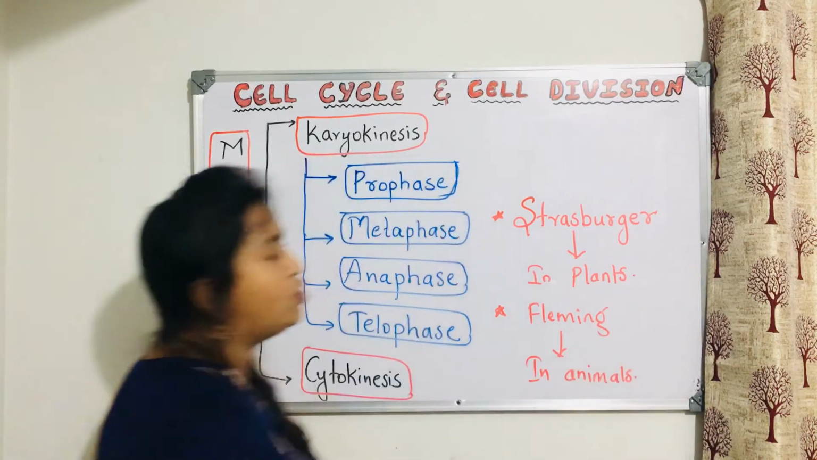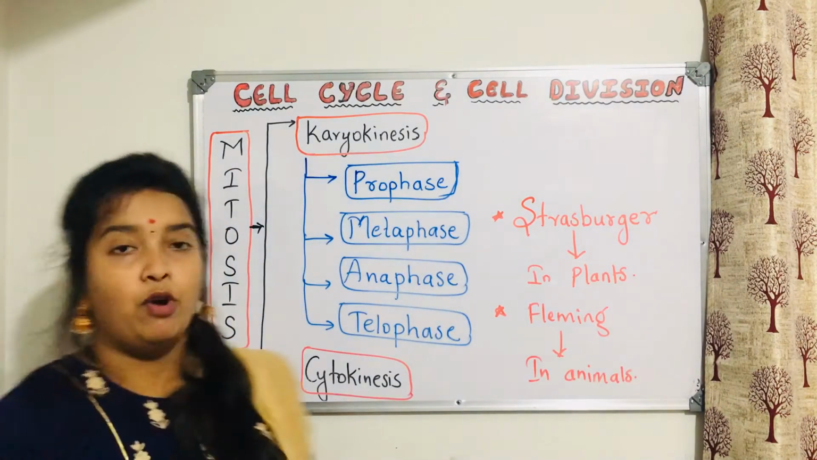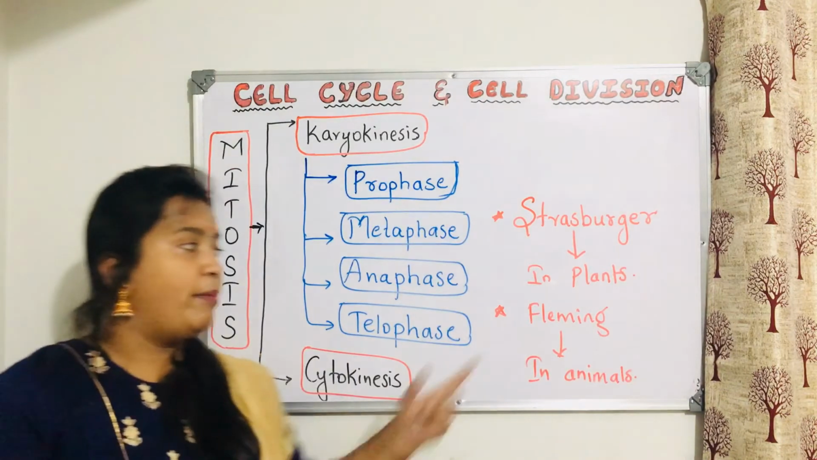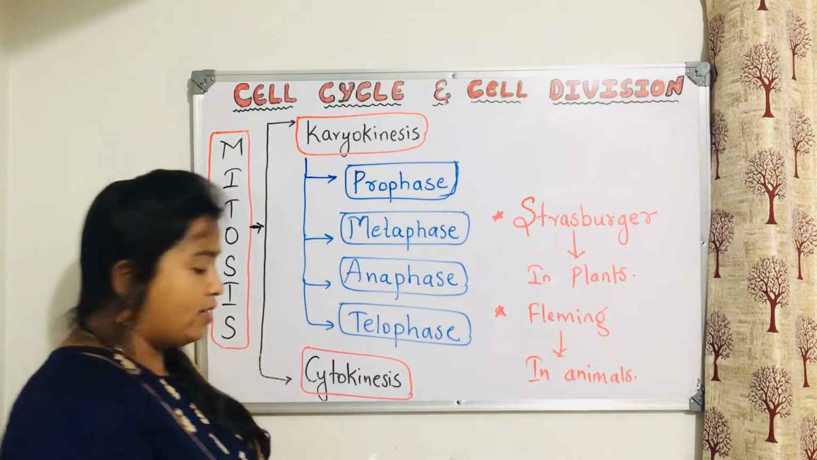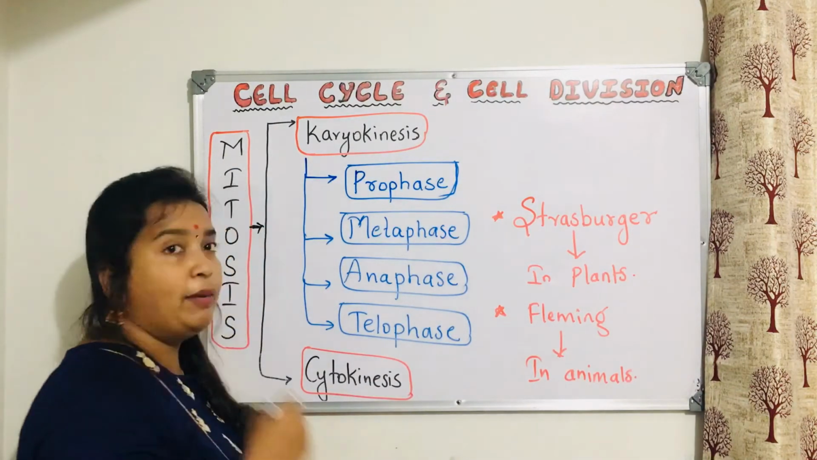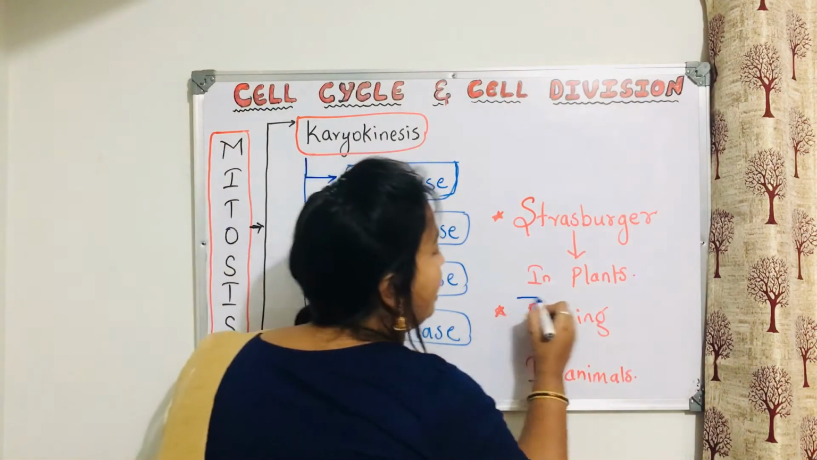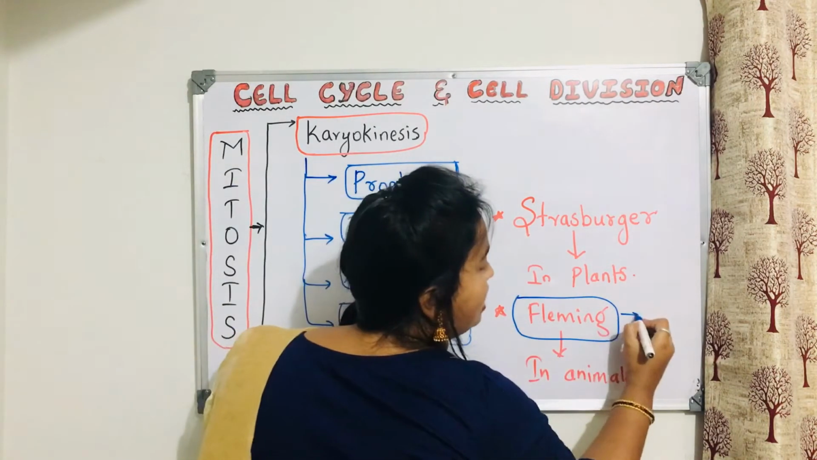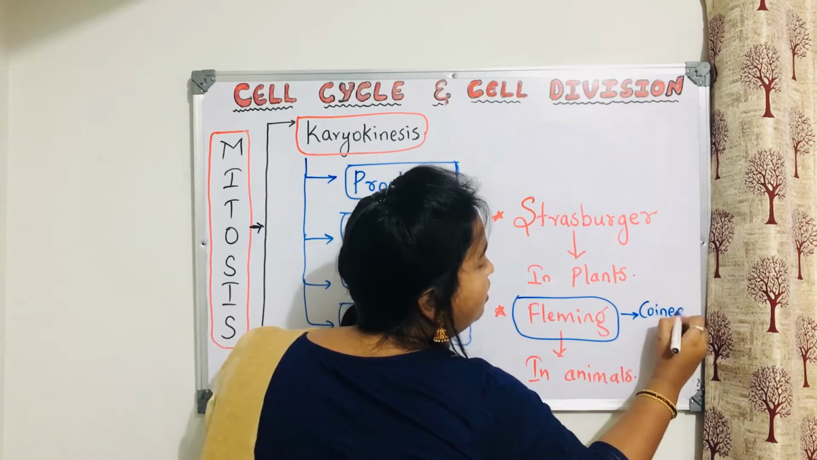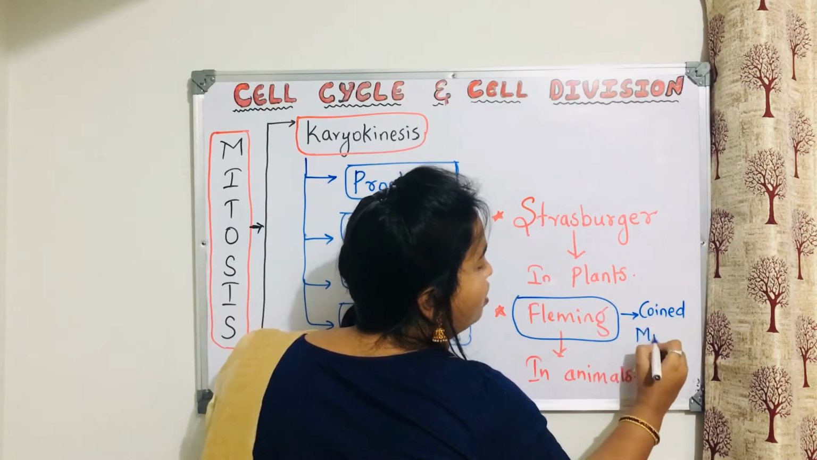Okay, so Strasburger, what did he do? He found mitosis in plants, and Fleming found that mitosis happens in animals as well. And then, who is more important? Both are important, but one more thing about Fleming is that he is the scientist who coined the term mitosis. He coined the term mitosis.